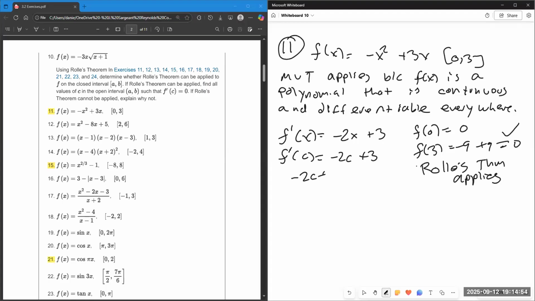All right, so negative 2c plus 3 is going to be equal to the average rate of change, which is 0. Negative 2c is negative 3, and c is equal to 3 halves. 3 halves is within the interval of 0 to 3, so we're good.